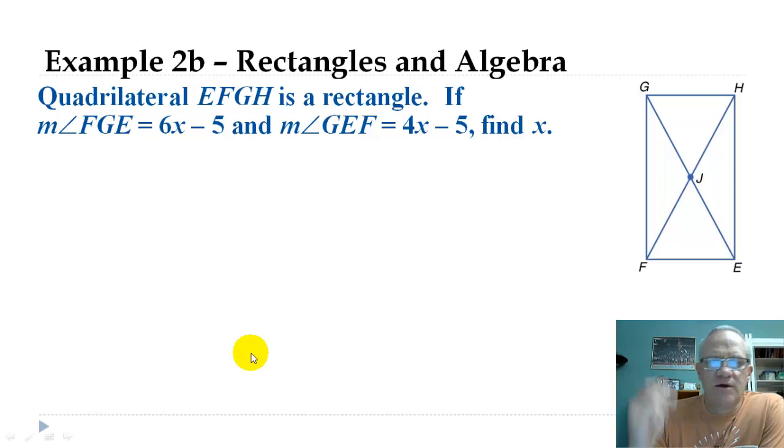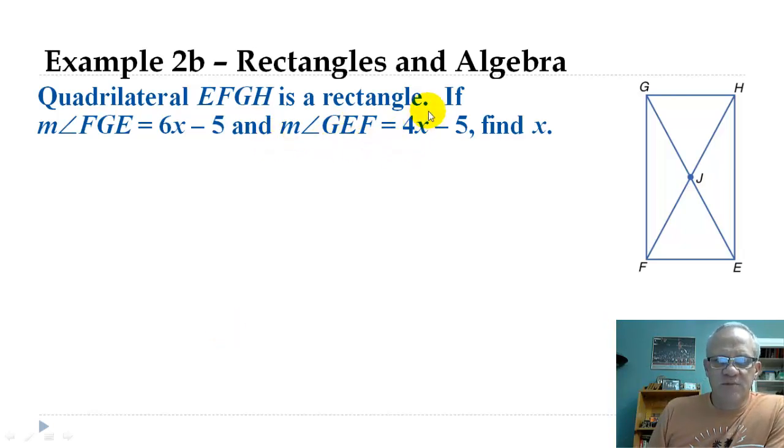All right, example 2b. How about this one now? Again, we got some angles. Let's write stuff in here. FGE is 6x. Here's FGE, 6x. I'm going to put an arrow here.